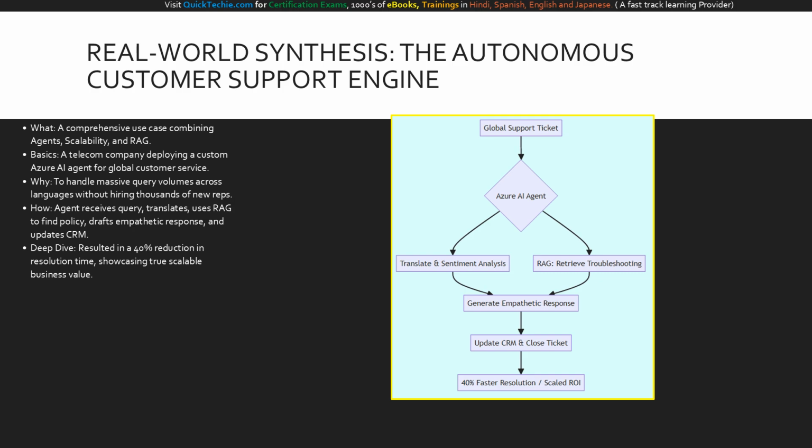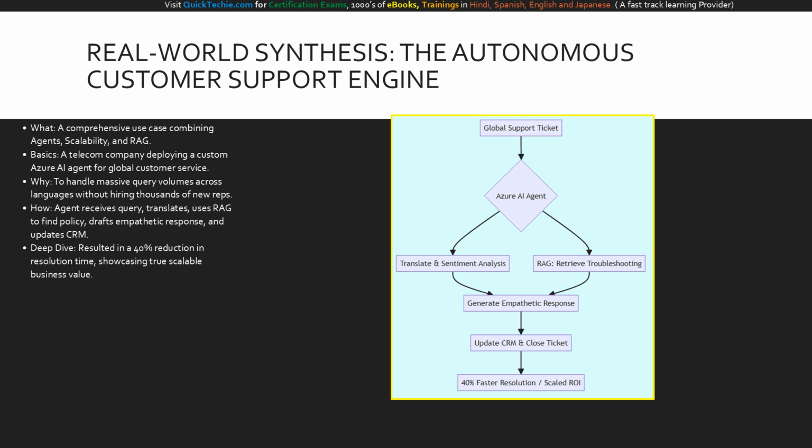The central Azure AI agent takes over, splitting into two simultaneous cognitive tasks. On the left, it performs translation and sentiment analysis to understand the user's emotional state. On the right, it uses RAG to retrieve the exact troubleshooting documentation from the company vault. These two streams merge to generate an empathetic, grounded response. The agent doesn't stop there. It moves to execute a system action, updating the CRM and closing the ticket. The final outcome at the bottom is the metric that matters to the board: 40% faster resolution and scaled ROI.